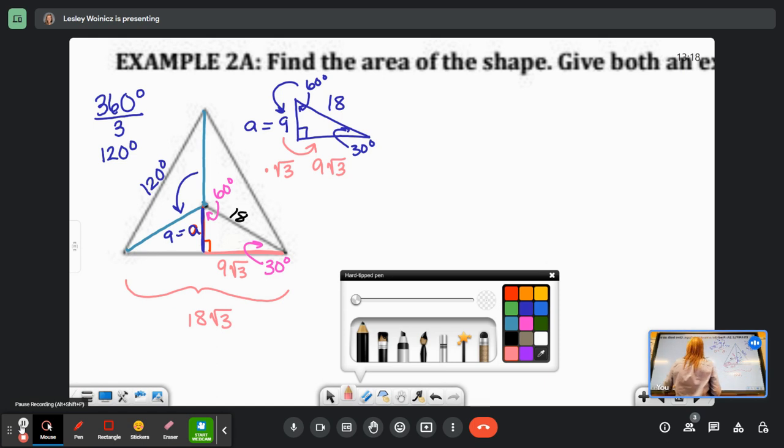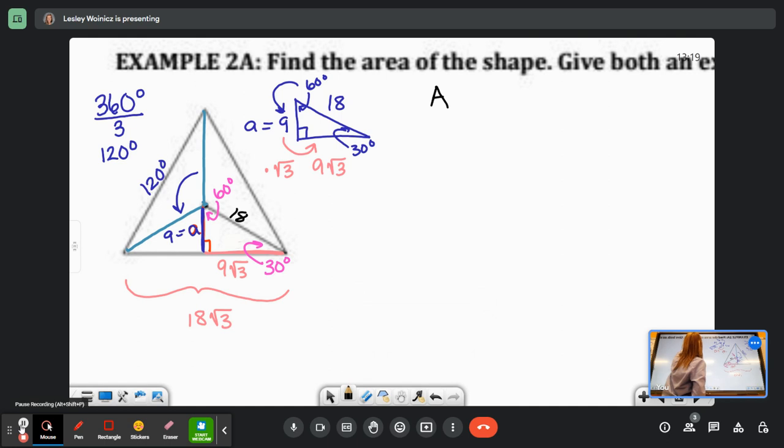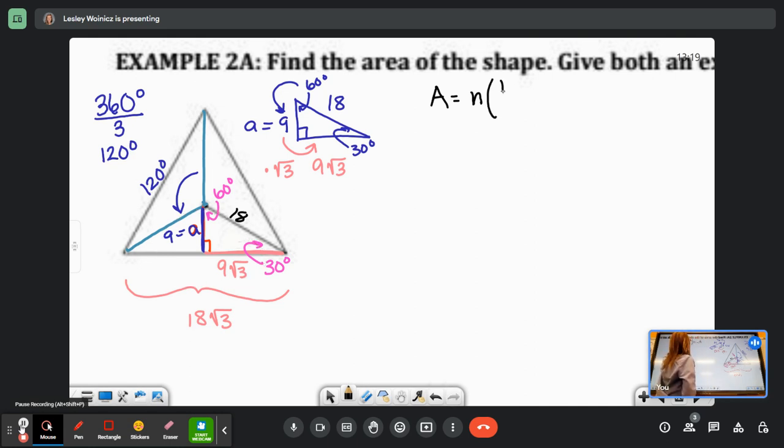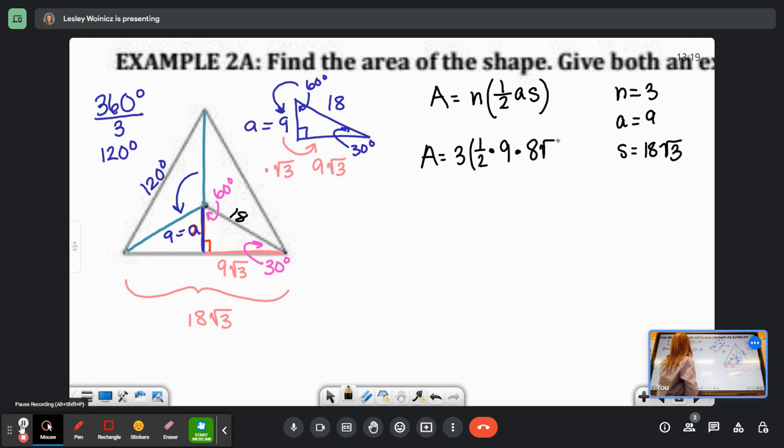Okay, so let's remind ourselves what the area formula is. The area is the number of sides, because that's the number of little triangles we can make, like 1, 2, 3, you see them? Times 1/2 times the apothem times the side length, which remember are the height and base of my triangles. And we can start filling stuff in. N is 3. A is 9. S is 18 root 3. So I'm just going to plug in all of the stuff I found. Area equals 3 times 1/2 times the apothem, which is 9, times 18 root 3.